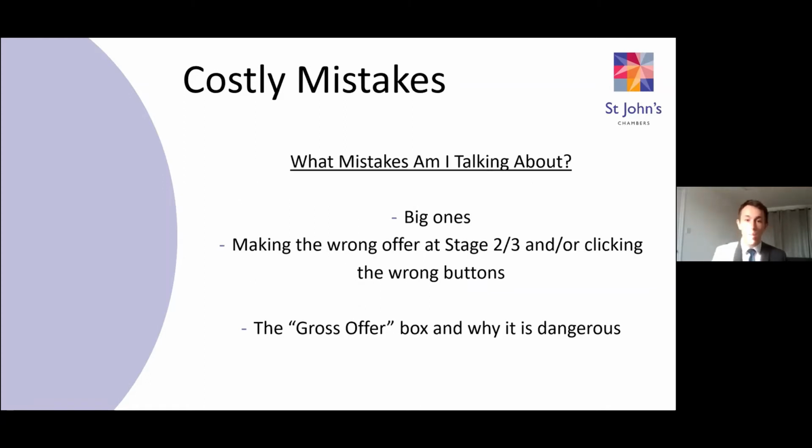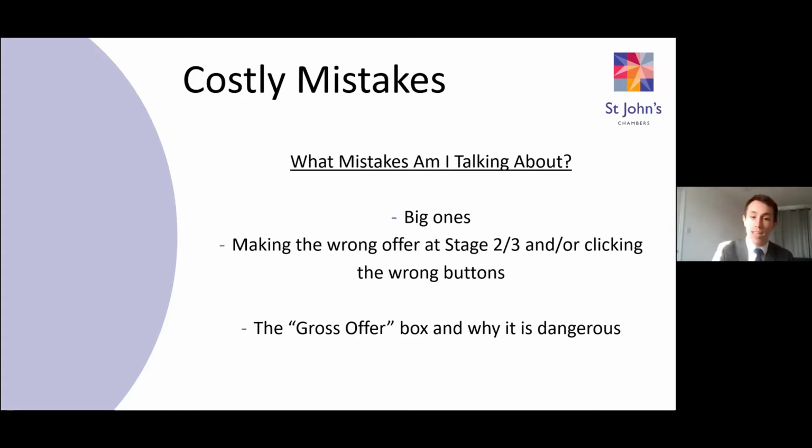So what mistakes am I talking about? I say big ones. What I mean is potentially big mistakes, for reasons, again, we'll come on to. But largely what we're talking about is either making the wrong offer at stages 2 or 3, and/or clicking the wrong buttons at some point. There is another element to this, which is the gross offer box in the stage 3 process, which I'm sure anyone that's dealt with these cases will be aware of.